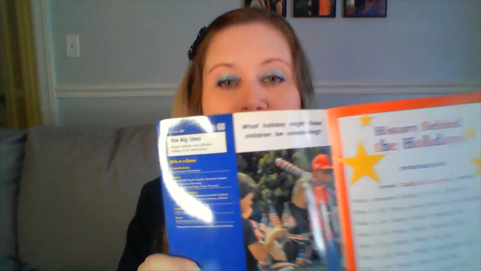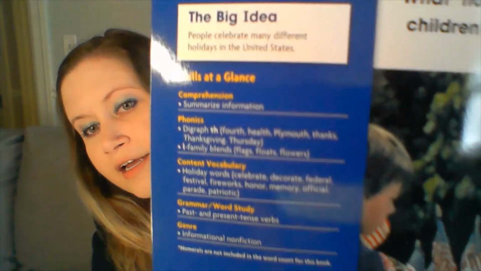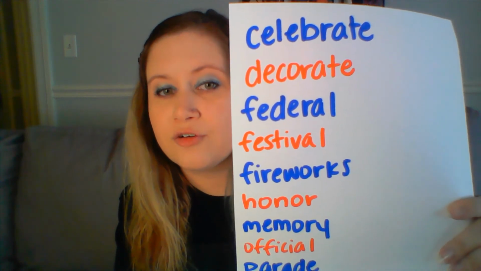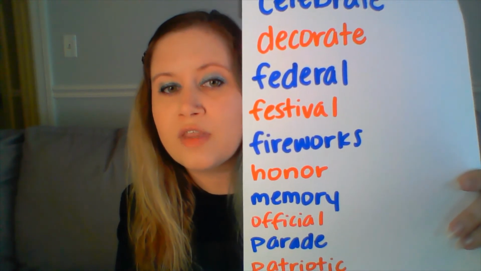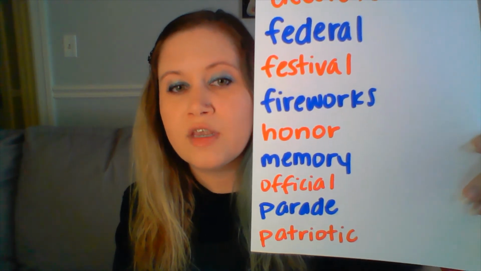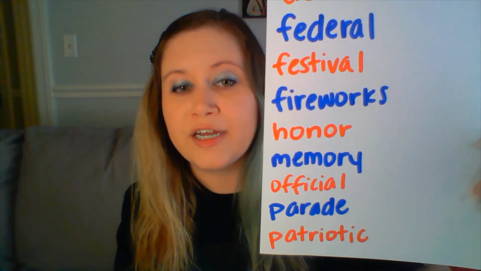Now that we've read the history behind the holidays and completed our bubble maps, the last thing we're going to do is take a look at our content vocabulary. We can find that on the front inside cover of our book right here. And our vocabulary words are celebrate, decorate, federal, festival, fireworks, honor, memory, official, parade, and patriotic.